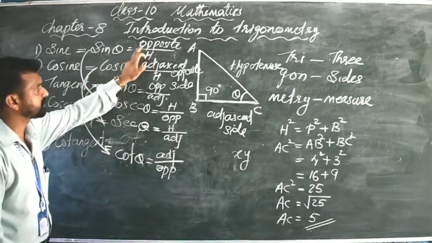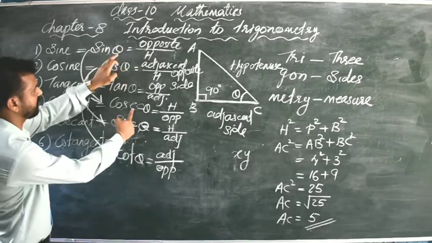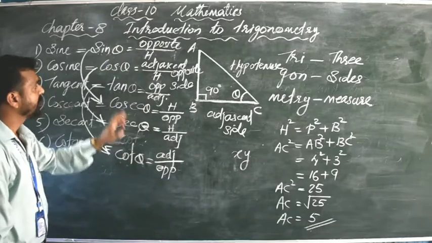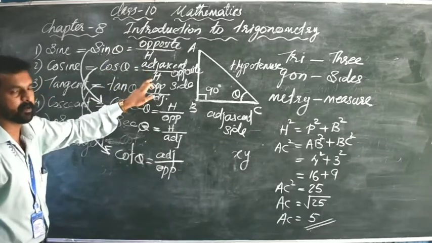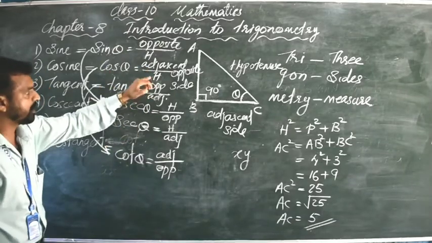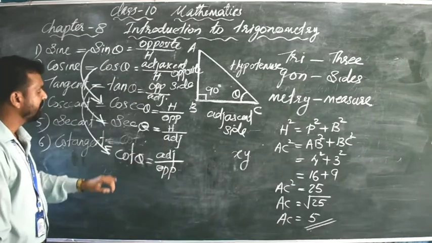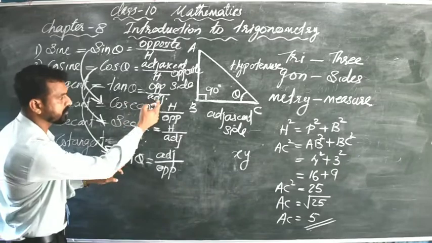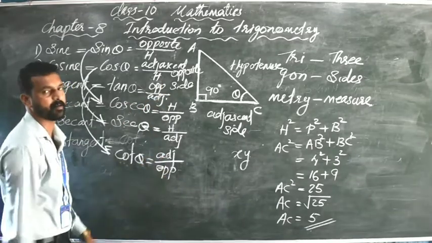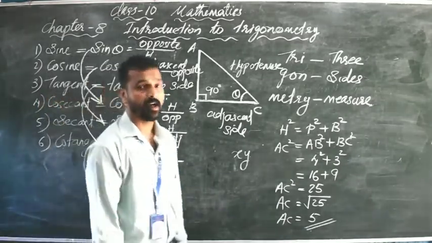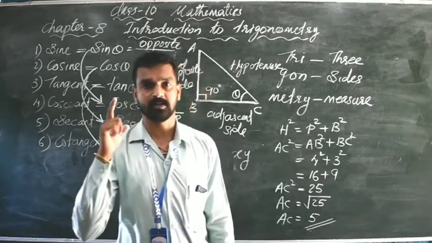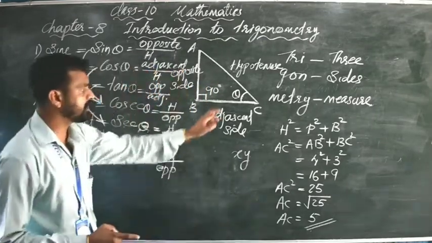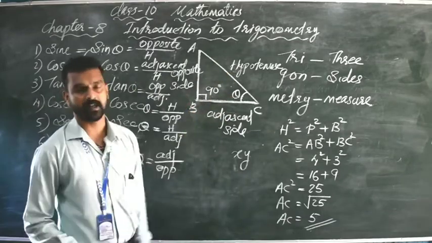Sin theta is opposite by hypotenuse, then cosec theta will be hypotenuse divided by opposite. Cos theta is adjacent side divided by hypotenuse, then sec theta is hypotenuse divided by adjacent. Tan theta is equal to opposite by adjacent, so cot theta is just the reverse, adjacent divided by opposite. So these are the 6 trigonometric ratios we use in trigonometry to find out the angles or sides of a right angled triangle.